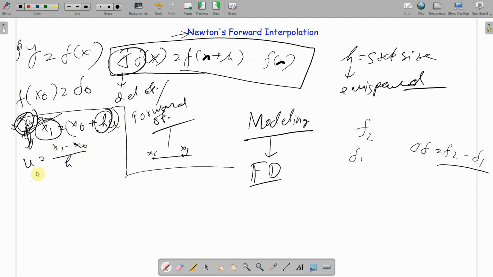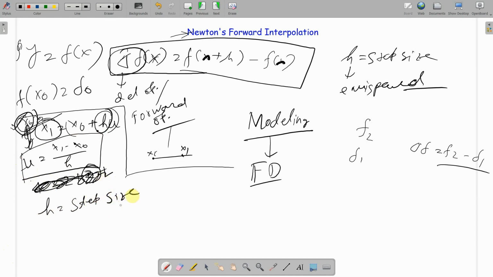Now suppose your x1 is 4 and x0 is 2 and h is, let's say, equal to 2, so your u is 1. So h will be fixed everywhere. In this case, u equals (x1 minus x0) by h, and h is called the step size or the spacing.